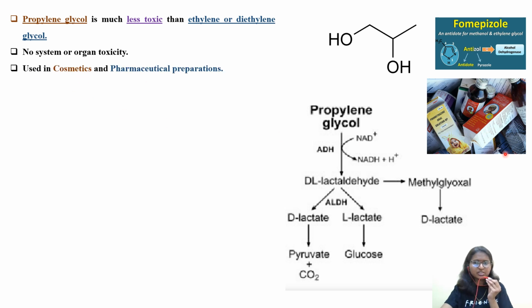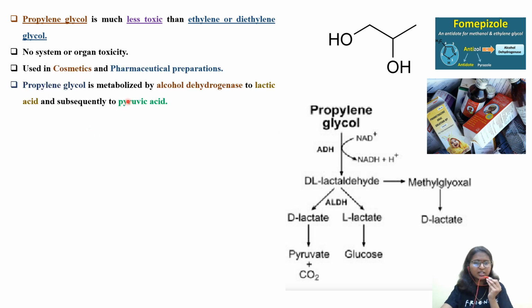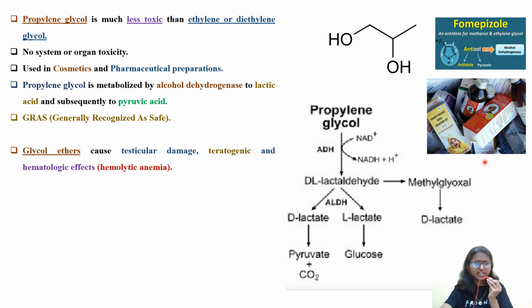Used in cosmetics and pharmaceutical preparations, propylene glycol is metabolized by the enzyme alcohol dehydrogenase based mechanism to lactic acid as well as pyruvate. This PG is recognized as GRAS by the FDA. So learn about generally regarded as safe. There are excipients used in pharmaceuticals which the FDA states as GRAS. So go and read about GRAS.